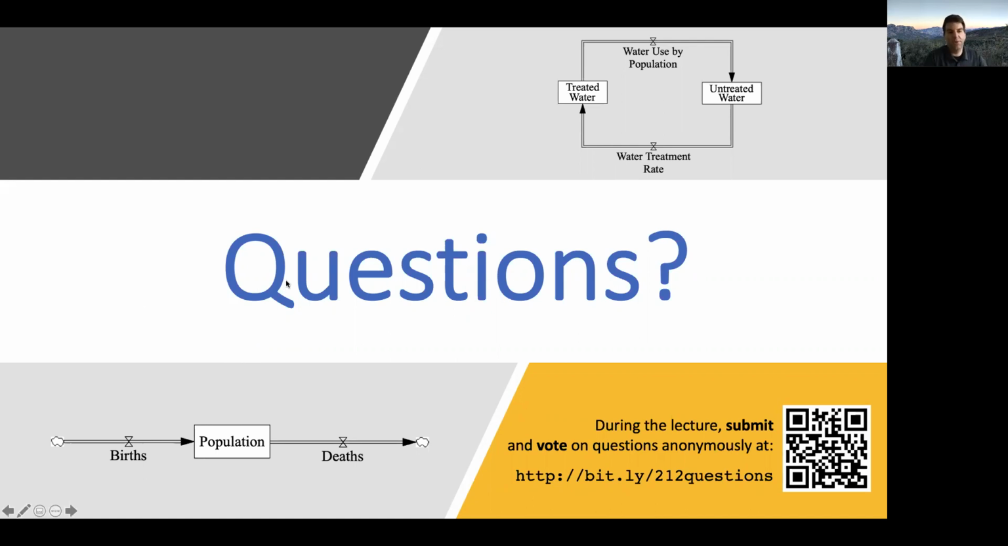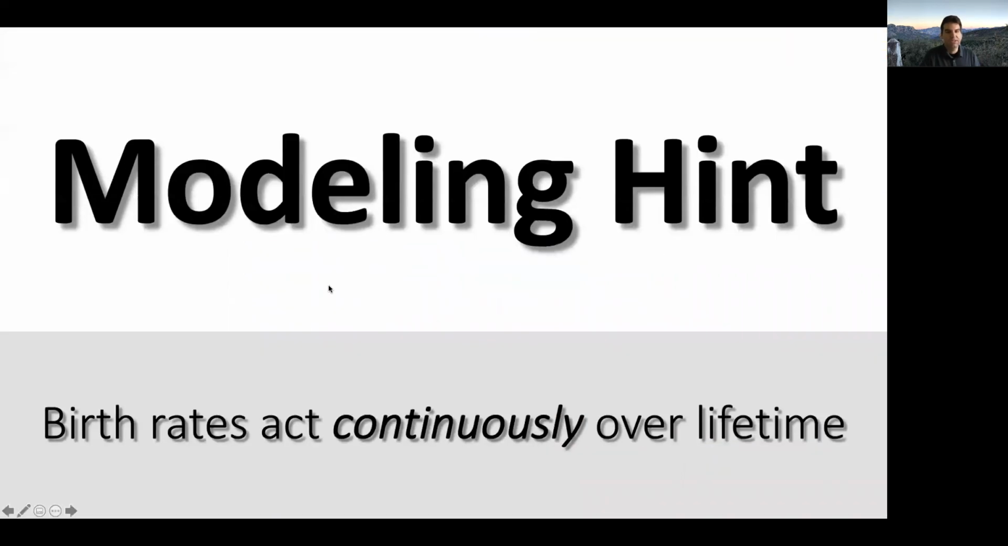Okay, great. Well, let's move on. If any other questions or feedback comes up, please just feel free to bring it up. So just a couple of reminders about things that you're going to have to deal with during this assignment E5. So this is a modeling hint. In assignment E5, it's going to talk about modeling birth rates for this population. You have to remember that in our system dynamics modeling framework, we have to convert birth rates from the real world into birth rates that somehow act continuously over time.